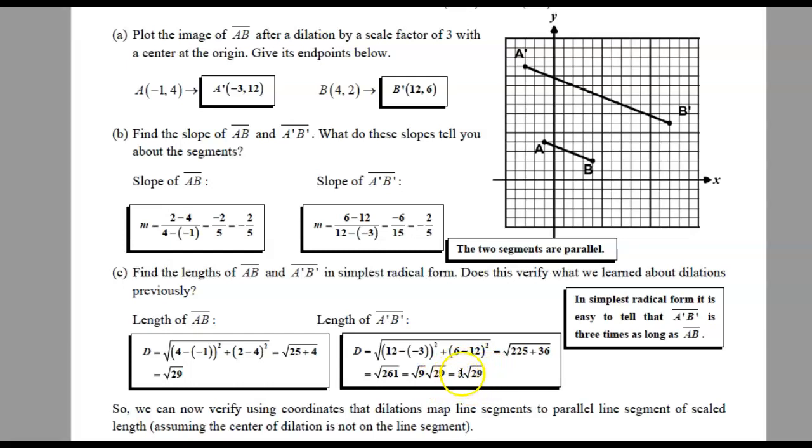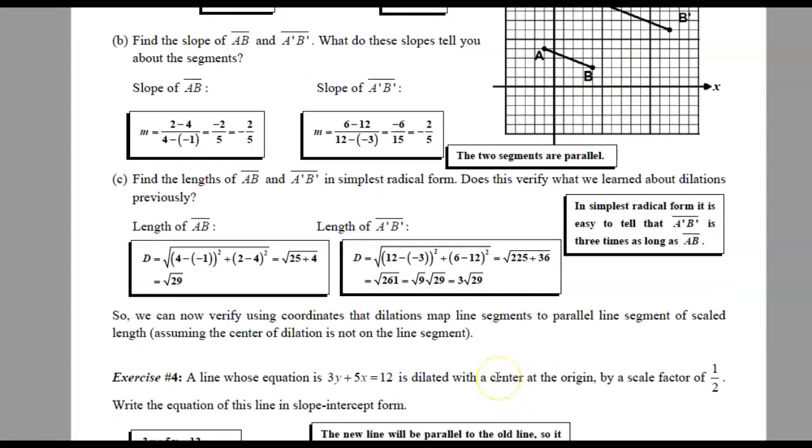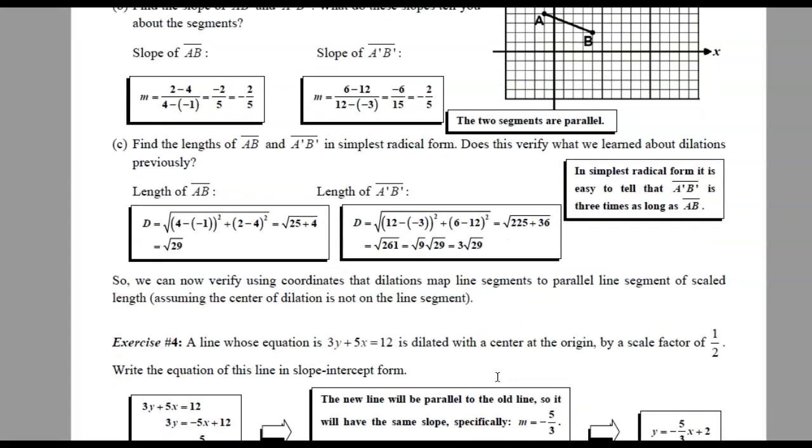And so you can see that that is in fact 3 times the original distance. So by putting it in simplest radical form, it's very easy to tell that that scale factor has been applied. If you just typed it into your calculator, root 29 and root 261, and checked those decimal versions, you could also see that that's 3 times. But simplifying the root just shows it real clearly that we've tripled the distance. Okay, so we can verify using those coordinates that it does 2 things. It maps parallel segments and gets the correct scaled length.